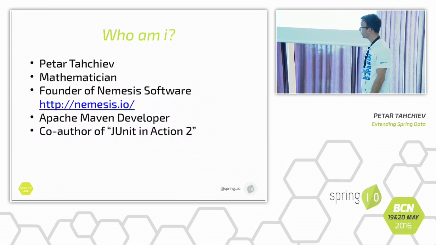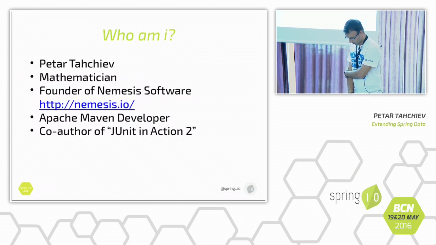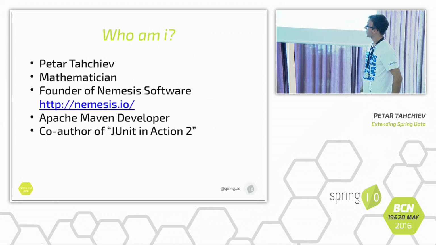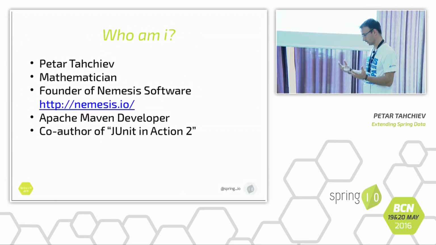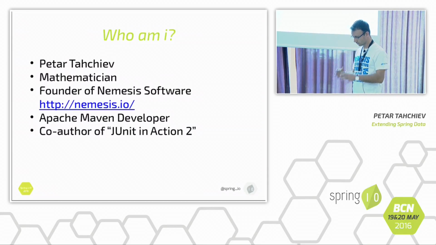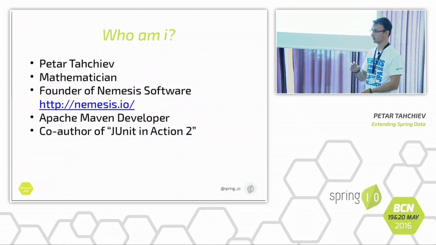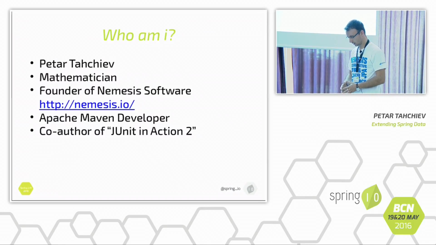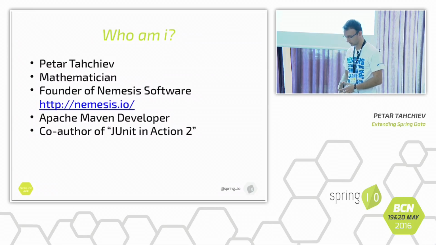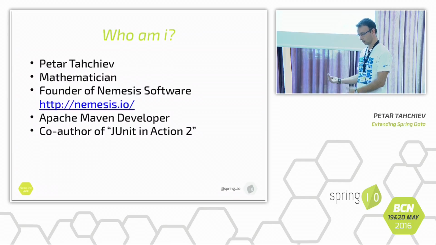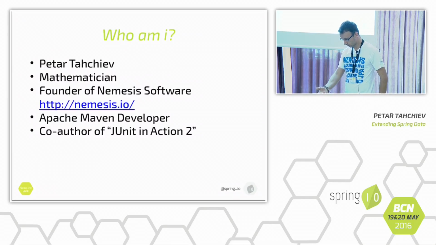Right, so who am I? My name is Petar Tahchiev. I'm Bulgarian. I started a company called Nemesis Software a couple of years ago. What our company is doing is building an e-commerce platform, and we're stepping on a lot of Spring, a lot of Spring Data, a lot of Spring Boot, all sorts of Spring projects. At some points it came short, so we had to extend it and modify it, and this is what I have included here. I'm also an Apache Maven developer, and I wrote a book a couple of years ago.